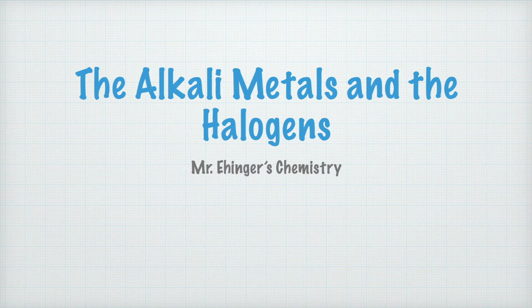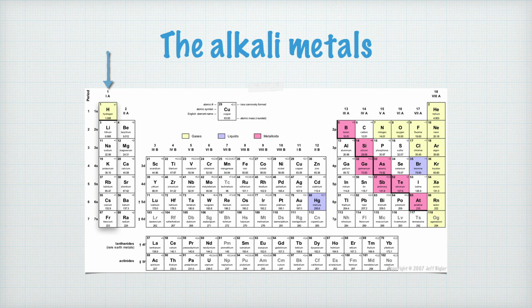In my previous videos, you've learned how 8 valence electrons, or rather noble gas structure, is particularly stable for an atom. In this video, you'll learn how this affects the properties of the alkali metals and the halogens. So, let's start with the alkali metals, which we find here to the far left of the periodic table.